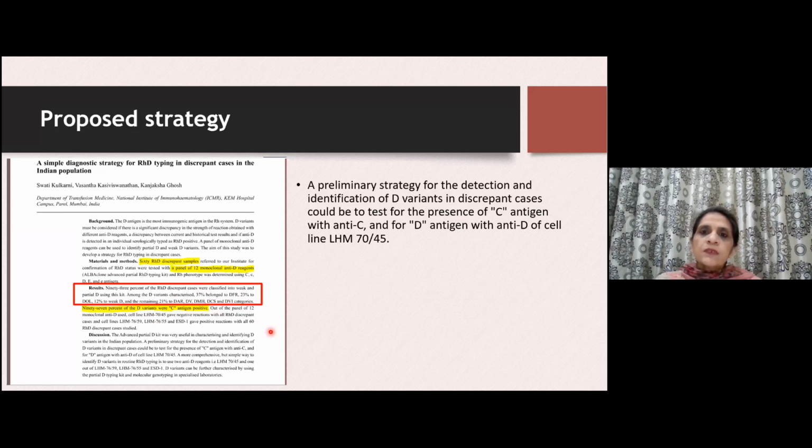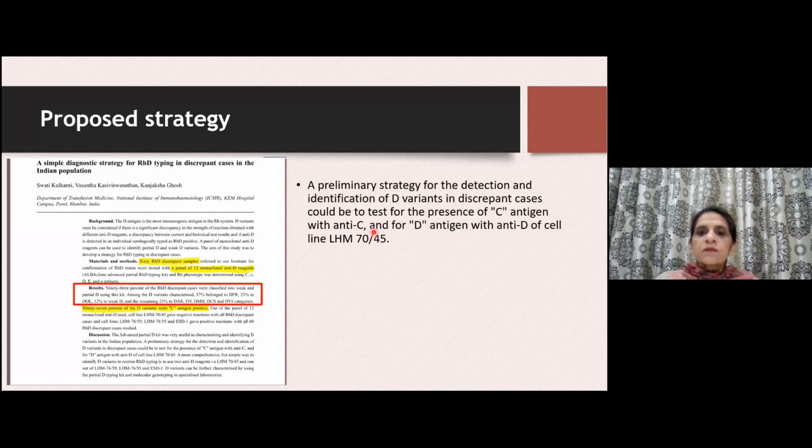First, a preliminary strategy was proposed that all the reagents which test negative by the LHM 70 by 45 clone, which they had used, these variants tested negative with this clone, and then subsequently they were tested with the anti-C and they turned out to be positive.